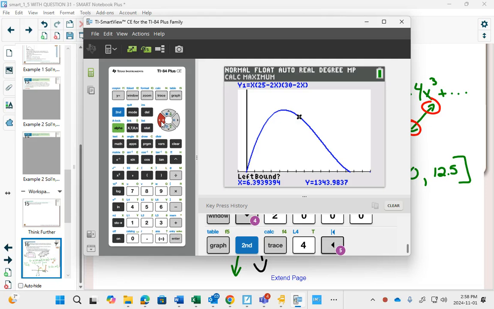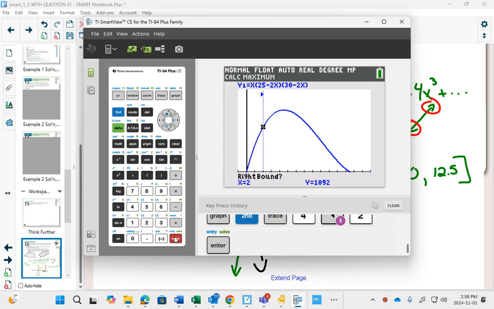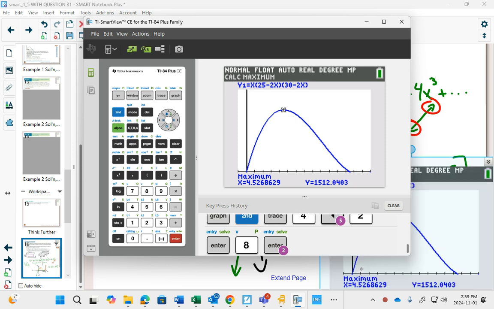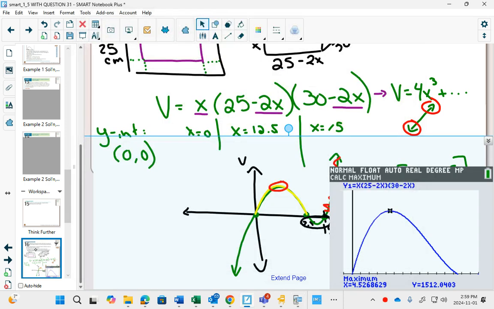I'm pretty sure 2 is to the left. So I just push 2 and enter, and sure enough, that's to the left. And it's a lot quicker. I'm going to say 8 looks to the right. Yes. Is my maximum between those two? Push enter again, and we find it to be right there.